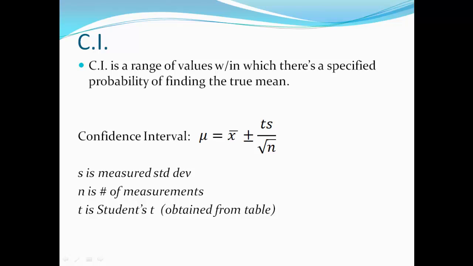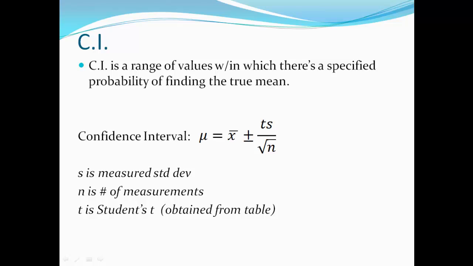And here I'm showing you the definition that I just said. CI is a range of values within which there's a specified probability of finding the true average. And the equation for confidence interval is shown right here. That's mu, the population mean, is equal to the average plus or minus t s over the square root of n. Now t is the student's t, which we're going to talk about in a little bit, and I'm going to show you the table that you need to use when you use this equation. n is the number of measurements, and of course s is your measured standard deviation.